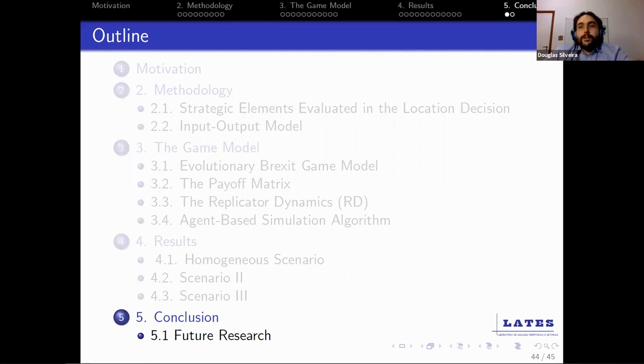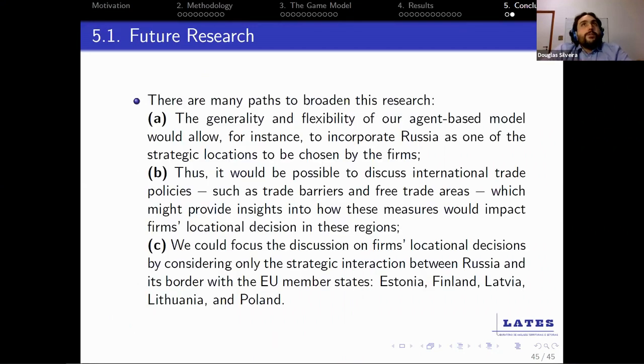And here I just provide some ideas for future research. I was trying to incorporate a bit of Russia in this discussion, and I think it might be useful to broaden this research through this path. We have this model that is very general and flexible, so our agent-based model would allow, for instance, incorporating Russia as one of the strategic locations to be chosen by the firms. Thus, it would be possible to discuss some international trade policies, such as trade barriers or free trade areas, which might provide insights into how these measures would impact firms' locational decisions in these regions.